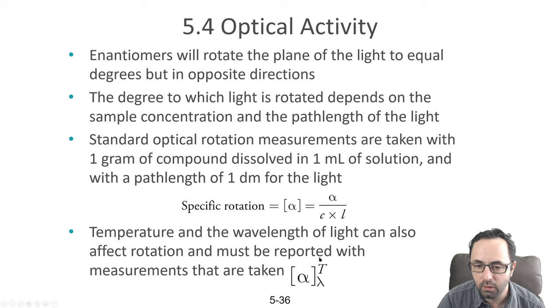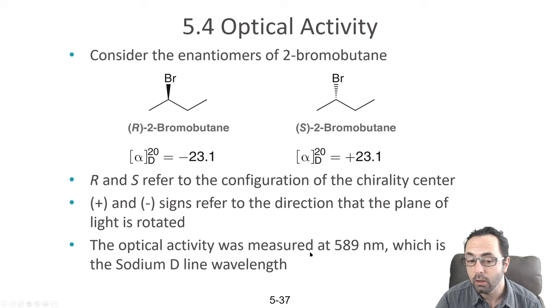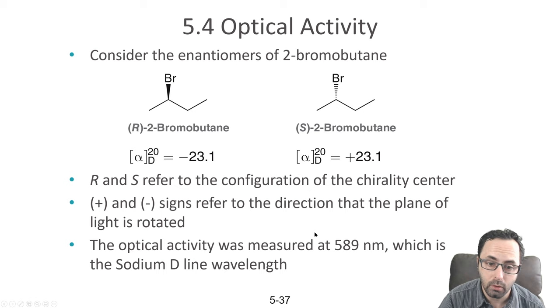Let's say we have two compounds here, R-bromobutane and S-bromobutane. So the R enantiomer will rotate the plane polarized light in one direction, and so we're going to call one of the directions negative, the other positive.